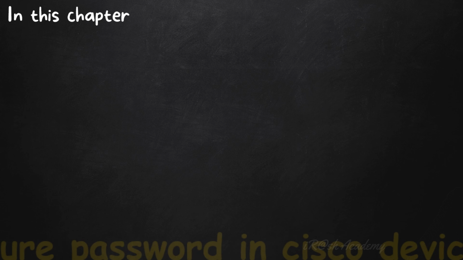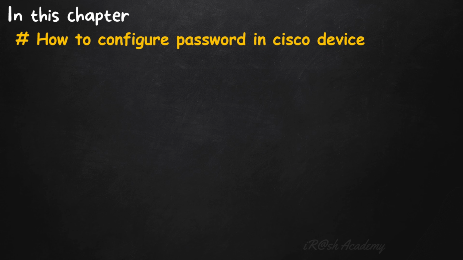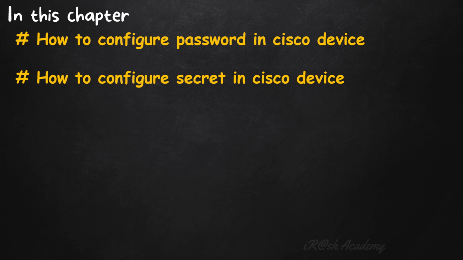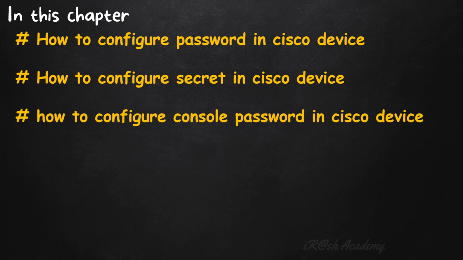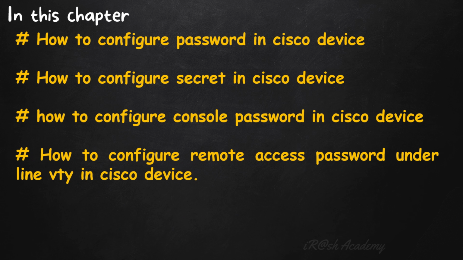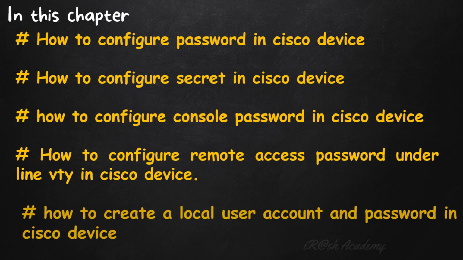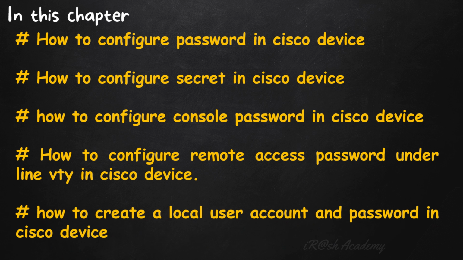So in this chapter, we have discussed how to configure the password in a Cisco device. Then we have discussed how to configure secret in a Cisco device. We also discussed how to configure console password in a Cisco device. And also how to configure remote access password under line VTY in a Cisco device. And finally, we have discussed how to create a local user account and password in a Cisco device.